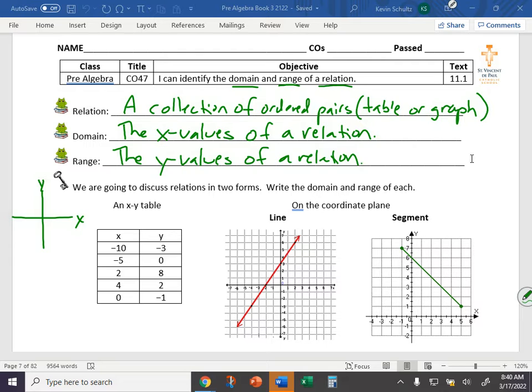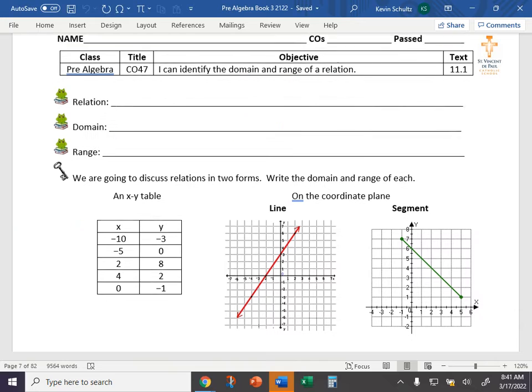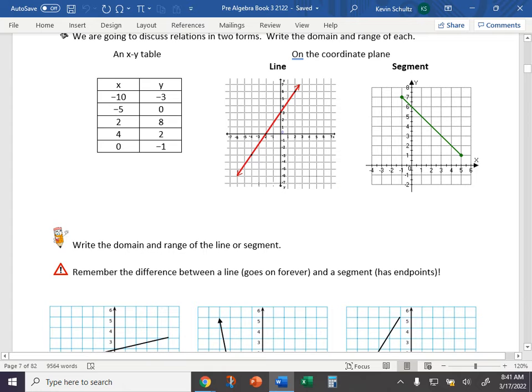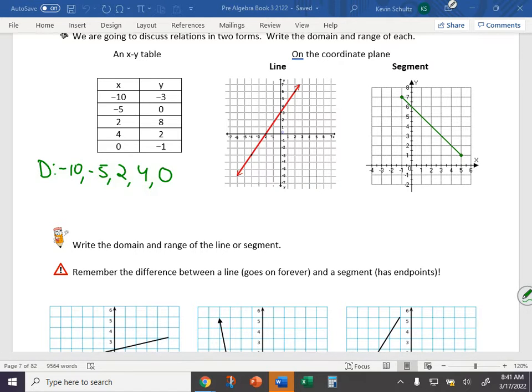Got the definitions? Yes. Okay, so looking at these types of relations here, how to find the domain and range of a table. What are the x values in this table? Tony? Negative 10, negative 5, 2, 4, 0. Yes. Negative 10, negative 5, 2, 4, 0. When you're given a table, the domain is just listed there for you. So you essentially just need to rewrite it and say, what's the domain? The domain is negative 10, negative 5, 2, 4, 0, right? All these x values.